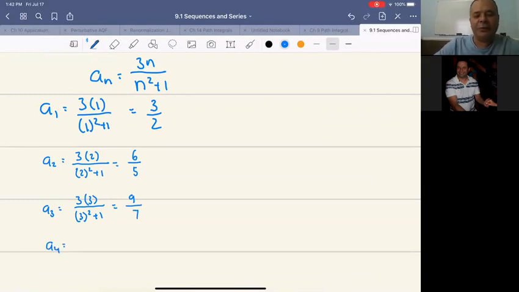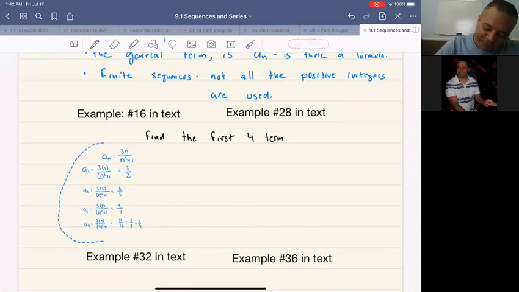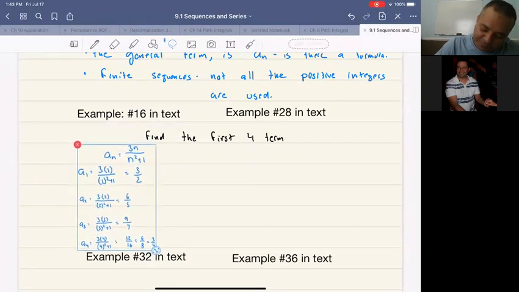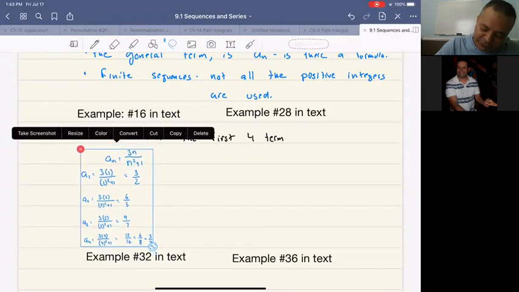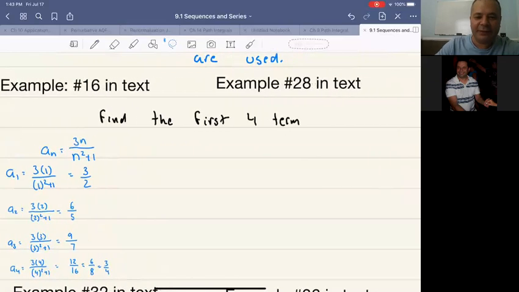And a sub 4, we're just going to plug 4 in for n. 12 over 16, I think I can reduce that. I have to reduce it all the way down to 3/4, otherwise I'm going to get it wrong. GoodNotes has changed my life, guys. I love it. Okay, let's look at number 28.